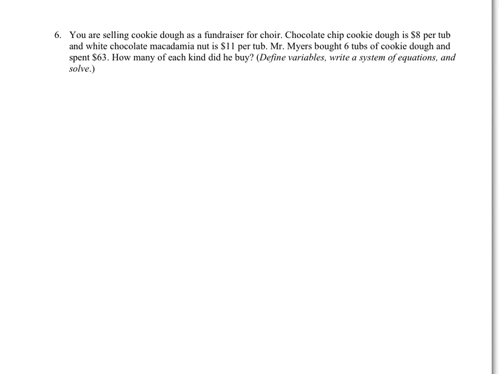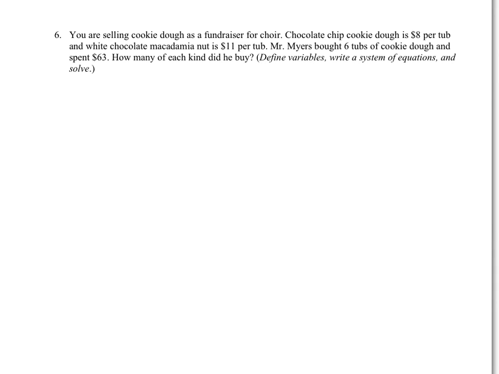Okay, so the word problem. You are selling cookie dough as a fundraiser for choir. Chocolate chip cookie dough is $8 per tub, and white macadamia nut is $11 per tub. Mr. Myers bought 6 tubs of cookie dough and spent $63. How many of each kind did he buy? We're going to define variables, write a system of equations, and solve it.